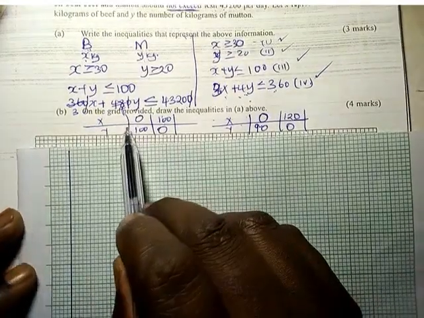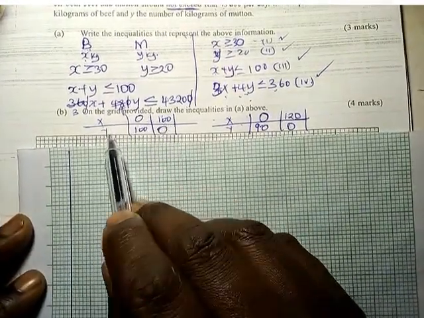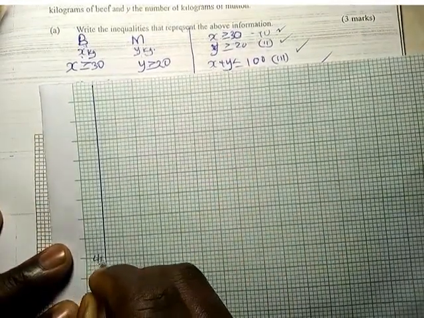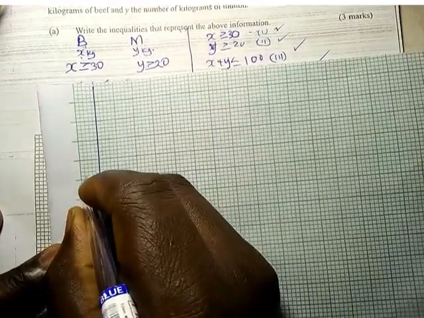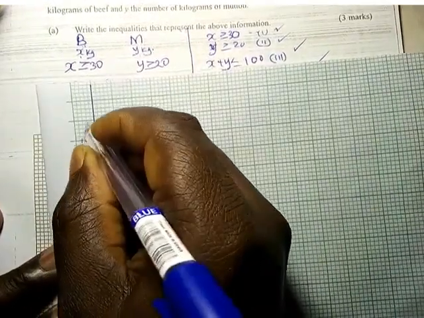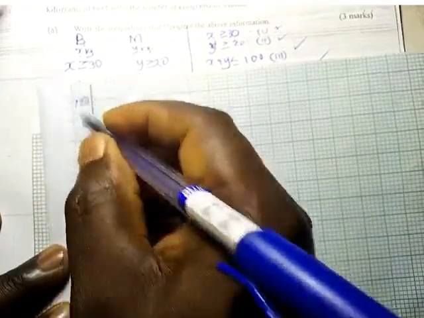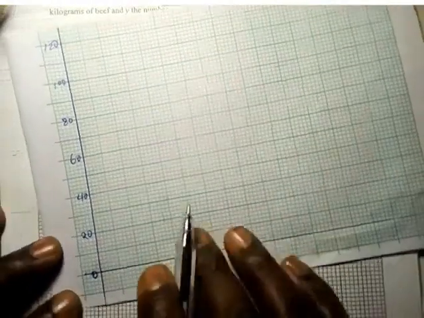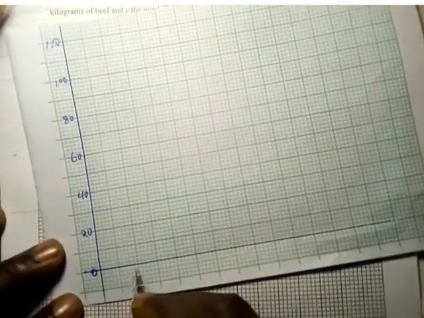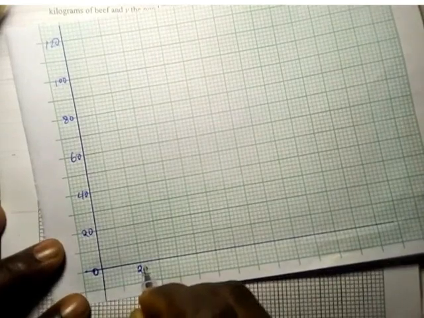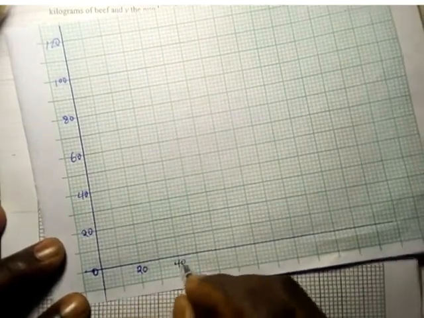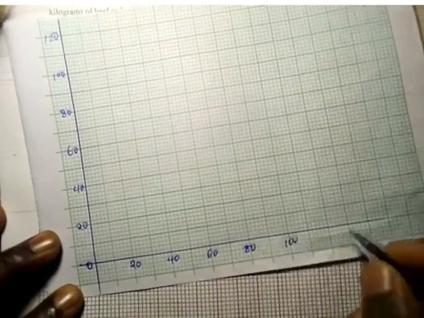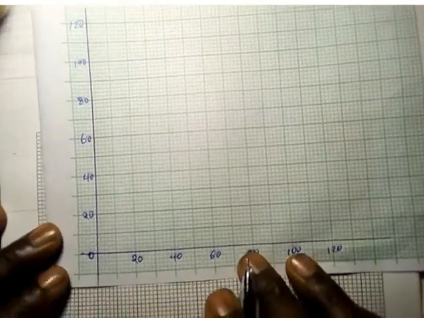So kwa hivyo kwa hapa ninaona kwa X niko na highest 120 na Y niko na 100. So naweza weka 10, 20, 30, 40, 50, 60, 70, 80, 90, 100. That is the highest we can have on the y-axis. But on the x-axis tuko na 120. So we can also say this is 20, 40, 60, 80, 100, 120. That is the highest we can have on the x-axis.